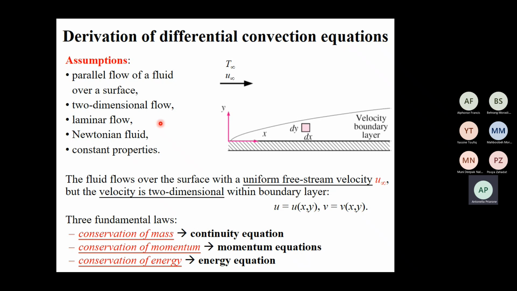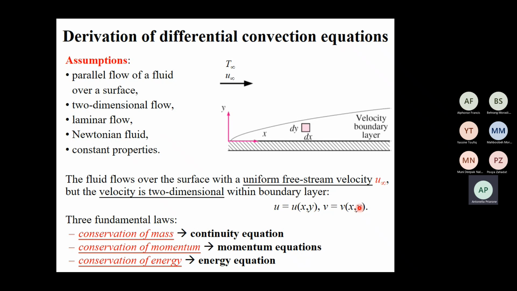Newtonian fluid. Now you know what Newtonian fluid means. The Newtonian fluid is a fluid for which the surface shear stress is proportional to the gradient of the u velocity component in the y direction, and also constant thermophysical properties. We want to evaluate the velocity field, that means the u and v components of the velocity in the directions x and y, depending on the variables x and y. Three equations we have to write.